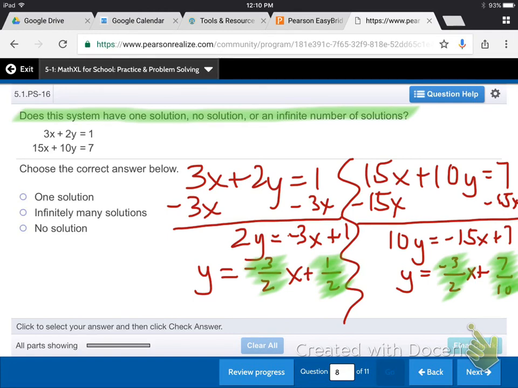Which means, how many solutions does it have? You got it. There is no solution for parallel lines with the same slopes and different y-intercepts.